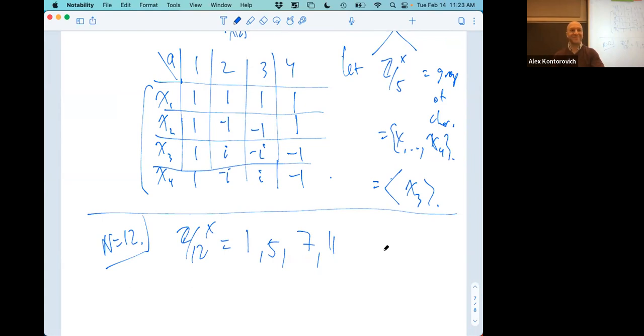I know you're just dual group. It's just the dual group. It's Z mod 4.